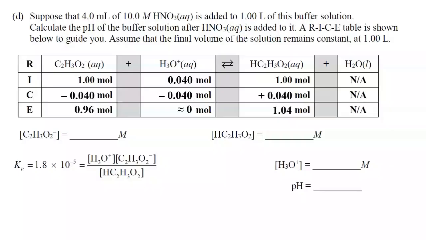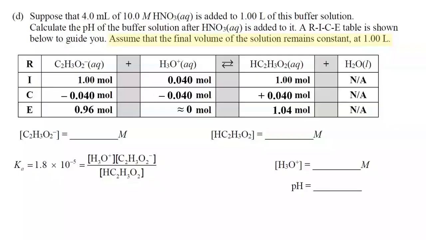Now, we have 1 liter of the buffer, and if we add 4 milliliters, technically the volume of the solution is now 1,004 milliliters, but we are given instructions to assume, for the purpose of making the math simple, that the final volume of the solution remains constant at 1.00 liters.